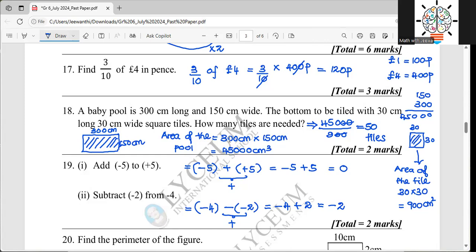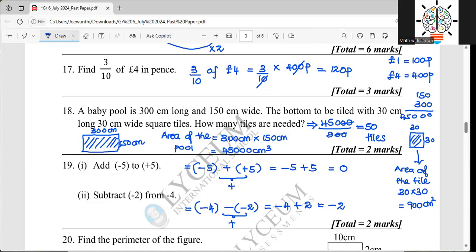Read the question carefully. You want to add. What do you want to add? Negative 5 and positive 5. In the middle, you put the addition mark. And when you come across two signs closer, you know that in between them we have multiplication. Positive multiplied by positive gives you positive. So without the bracket, you write negative 5 and positive 5. Answer is 0.